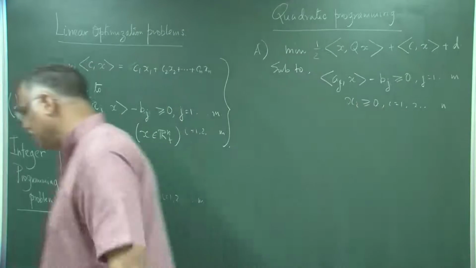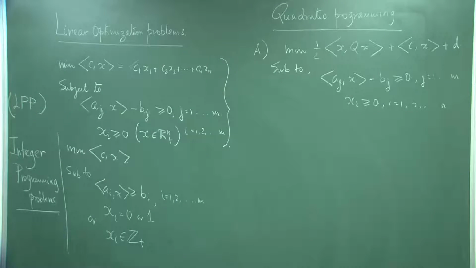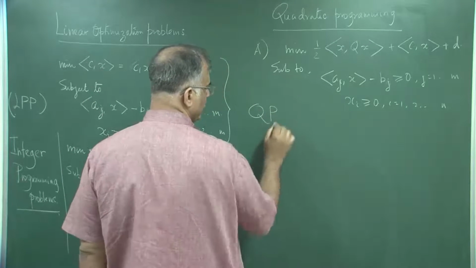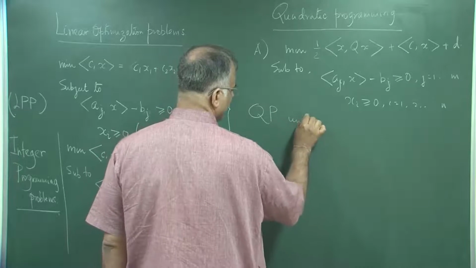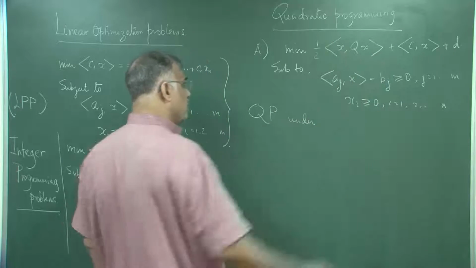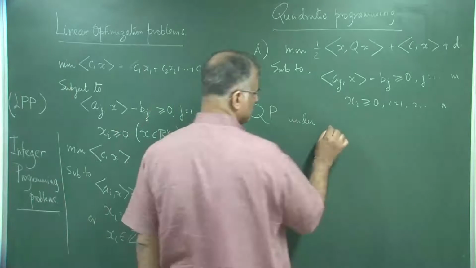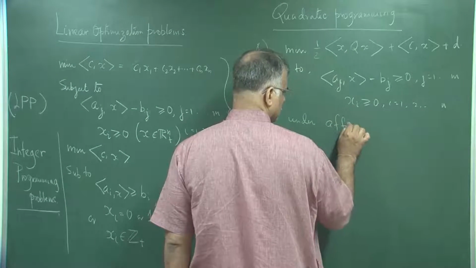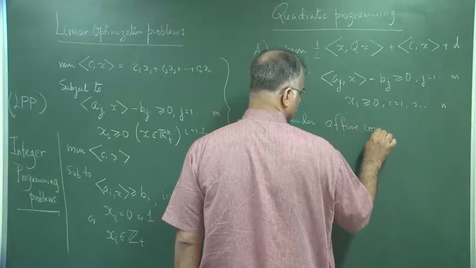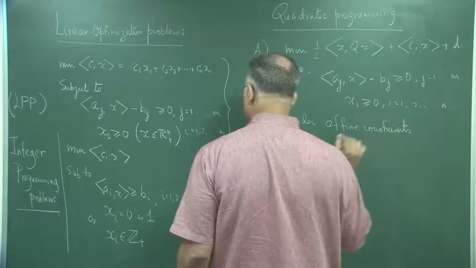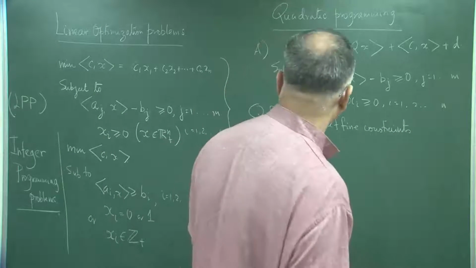So this is called a quadratic programming problem under affine constraints, or in short QP. And the portfolio optimization problem is actually of this form. So these are the main classes of type of problems that we will essentially deal with in finance.